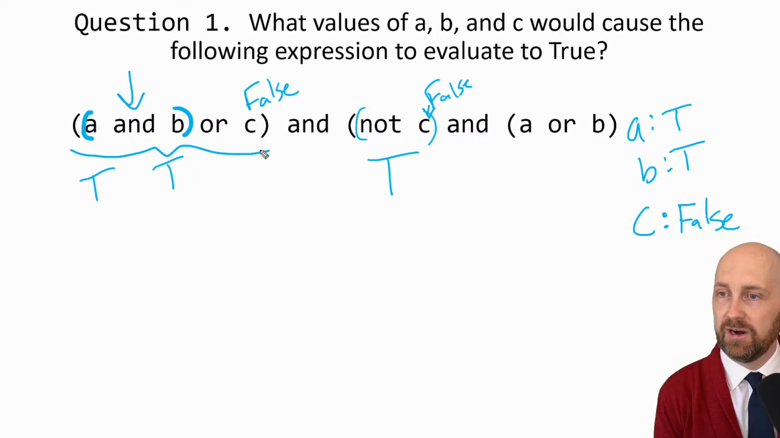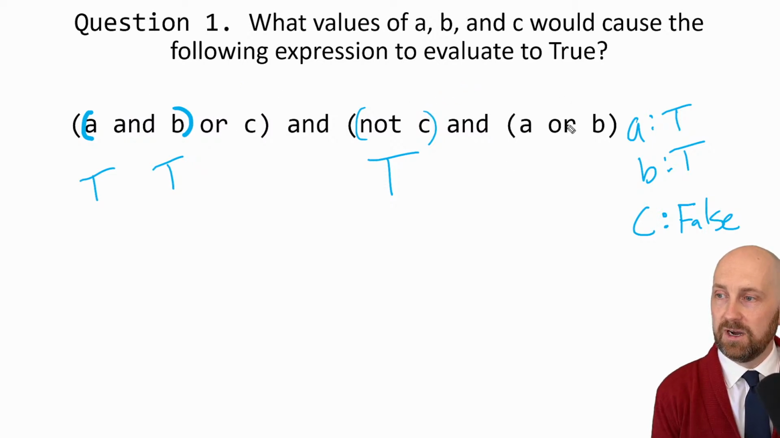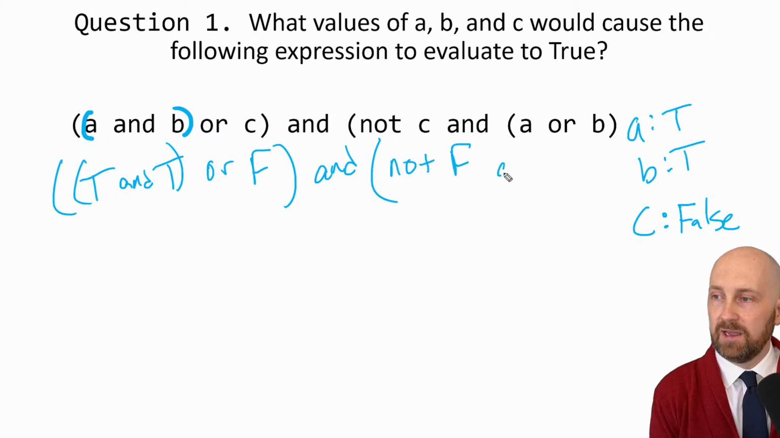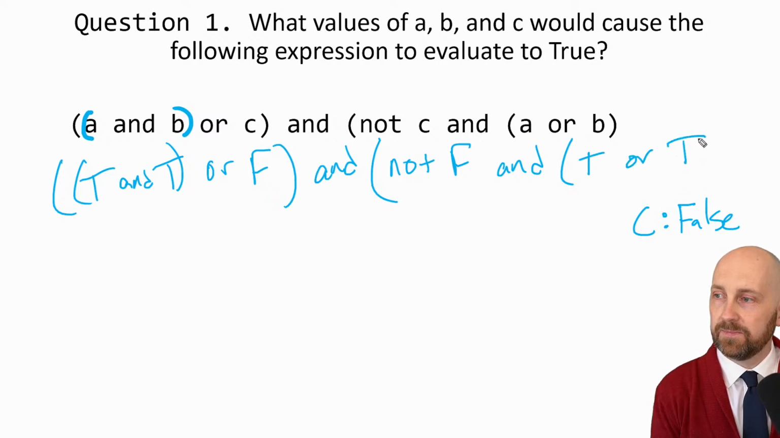Great work there. If we wanted to reason through this and convince ourselves that this all boils out to true, I'm just going to use T and F for true and false. So true and true, or false, and all of that is parenthetical, and then not false, and A or B, which is true or true.